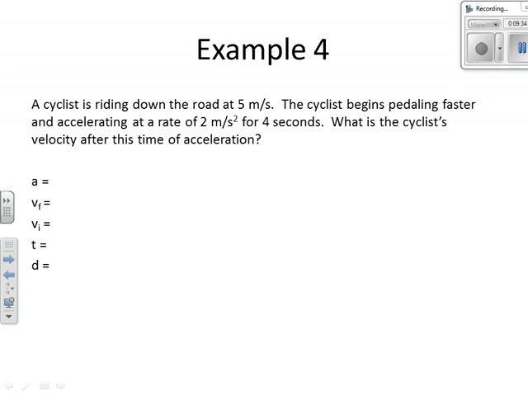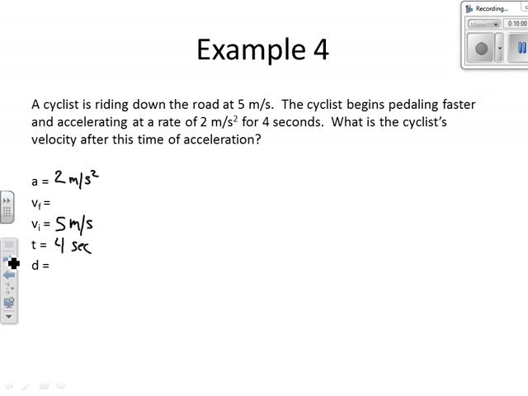You guys do it. A cyclist is riding down the road at 5 meters per second. All right, what's that one? Initial velocity. Okay. 5 meters per second. The cyclist begins pedaling faster when he's accelerating at a rate of 2 meters per second squared. That's my A. A equals 2 meters per second squared. He does this for 4 seconds. So that's my time, 4 seconds.